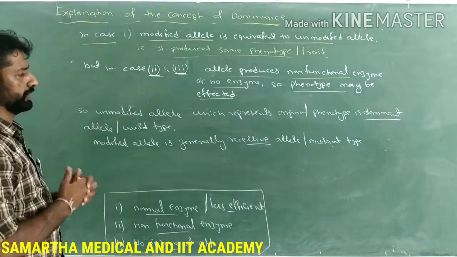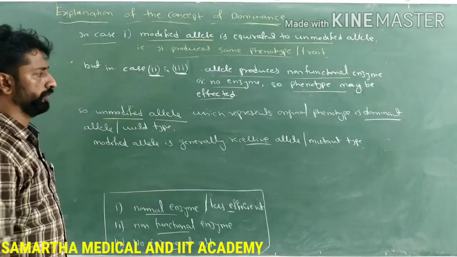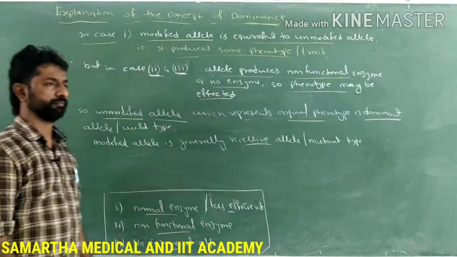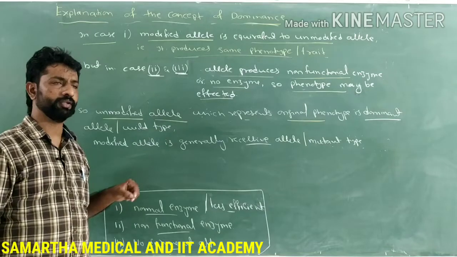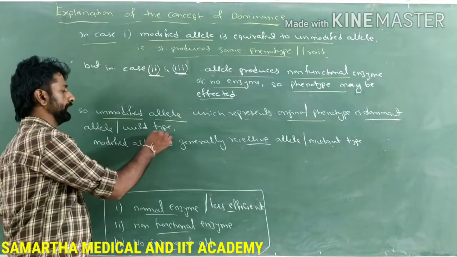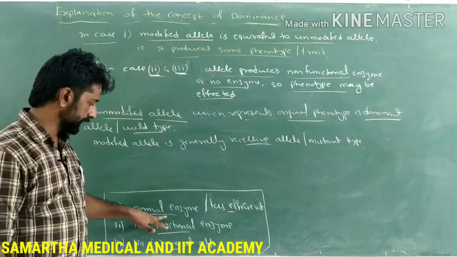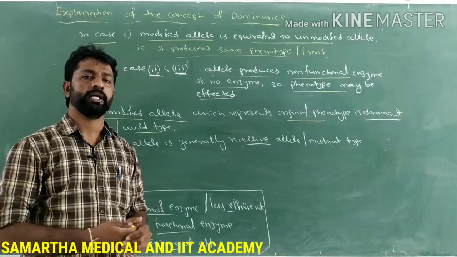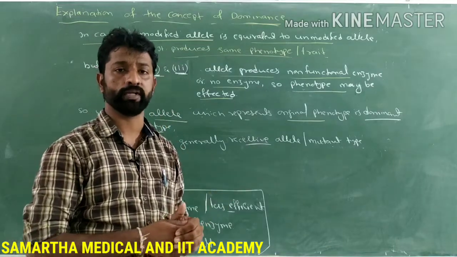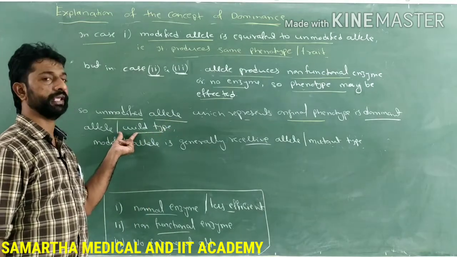So by seeing this, we can say that the unmodified allele which represents the original phenotype is called the dominant allele or the wild type. The allele which produces the normal enzyme, codes for the synthesis of the normal enzyme and expresses the normal phenotype or the original phenotype, such an unmodified allele is called the dominant allele or the wild type.